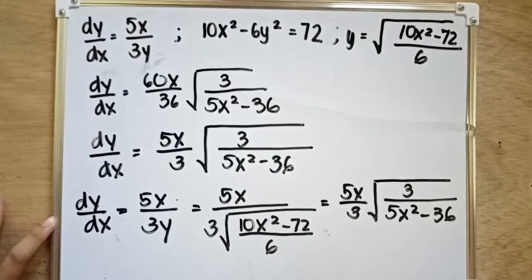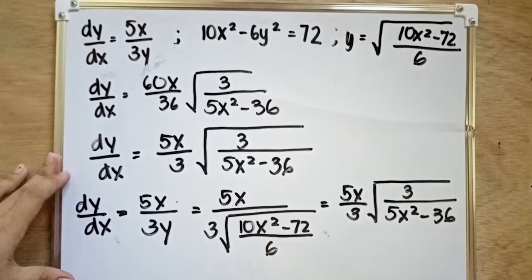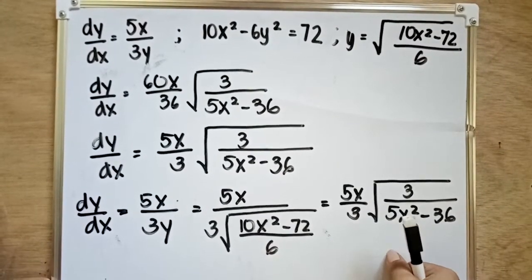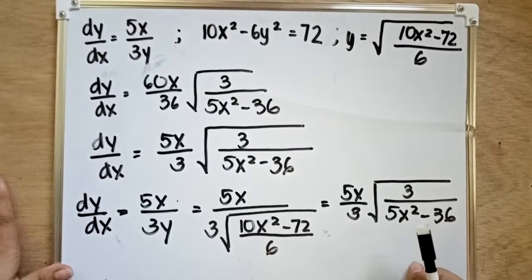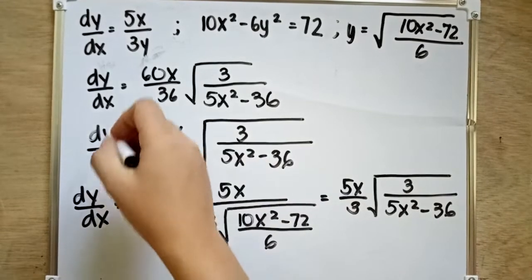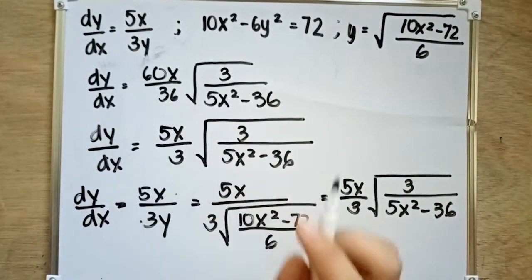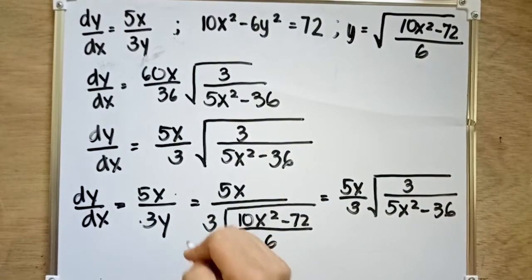Nakita natin na ang sagot using explicit differentiation is equal to the value of dy over dx using the implicit differentiation. Therefore, dy over dx equals 5x over 3y is correct.